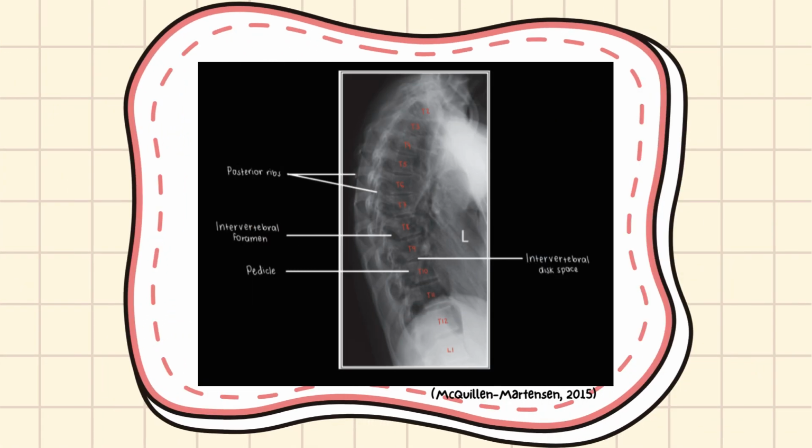So these are the anatomical structures that can be visualized in lateral thoracic projection. The first structure is posterior ribs, followed by intervertebral foramen, intervertebral disc spaces, which are located in between vertebral bodies, pedicles, and the most important one is thoracic spine from the first thoracic until the 12th, and all these anatomical structures are very important in evaluating the radiograph later.